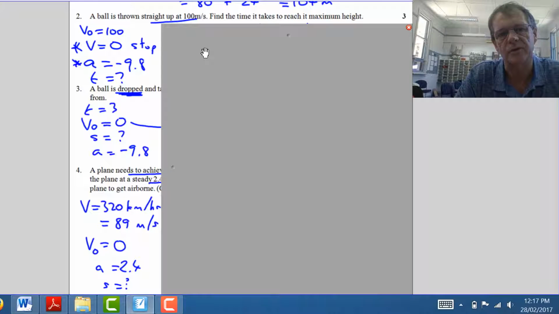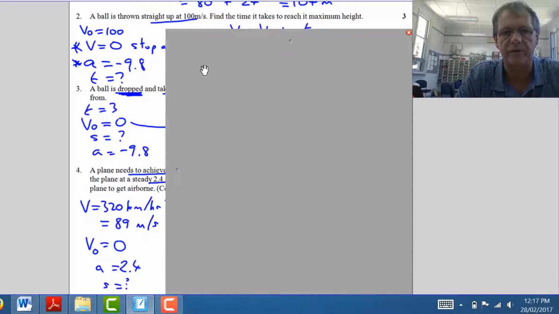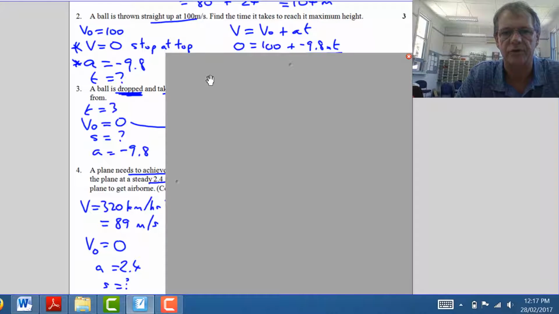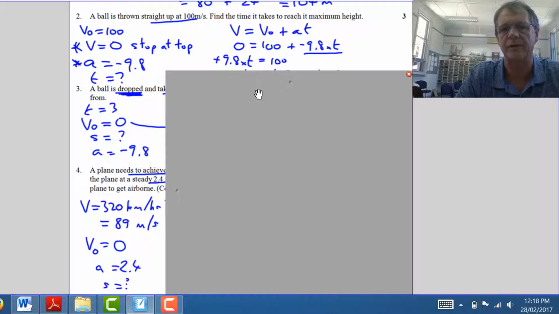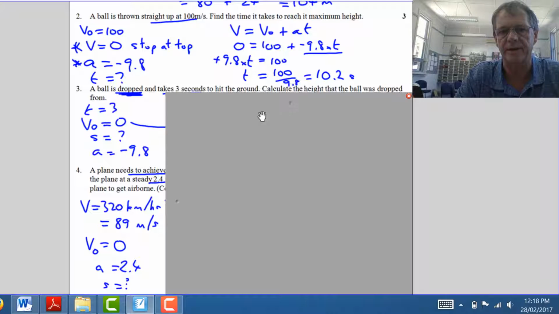When you do that, you choose the formula involving those quantities. That would be this one here, and you substitute straight in underneath. The careful thing here is to rearrange it properly. Some people like to subtract 100 on the other side and then divide by minus 9.8. Other people like to move the negative 9.8t onto the other side and make it plus 9.8t, and then divide through by 9.8. That gives you 10.2 seconds, okay?